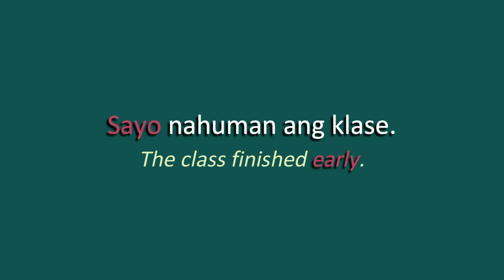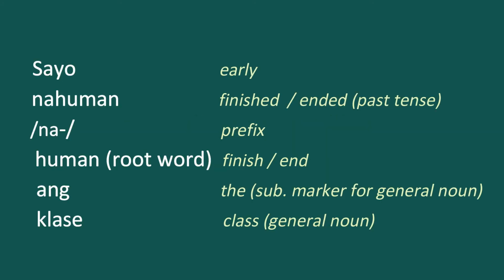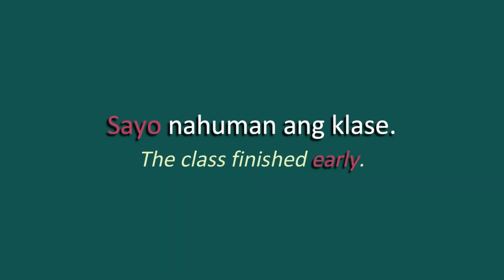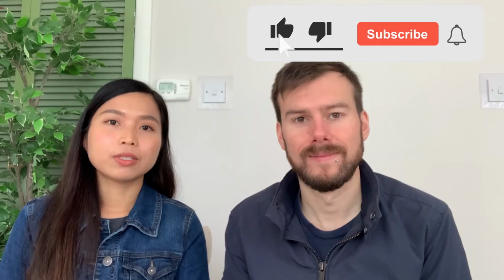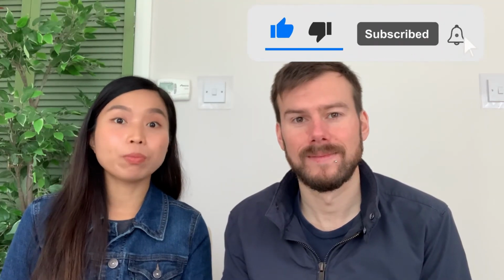So breaking that sentence down, we get sayu, which means early. Nahuman is finished. The root word human means finish. And also there's a prefix there, which is na, and that's in the past tense. Ang means the in English, and this is a subject marker for general noun. And our general noun, klase, which means class in English. So putting that sentence together, we get Sayu nahuman ang klase. The class finished early. So a seventh time adverb is long before.